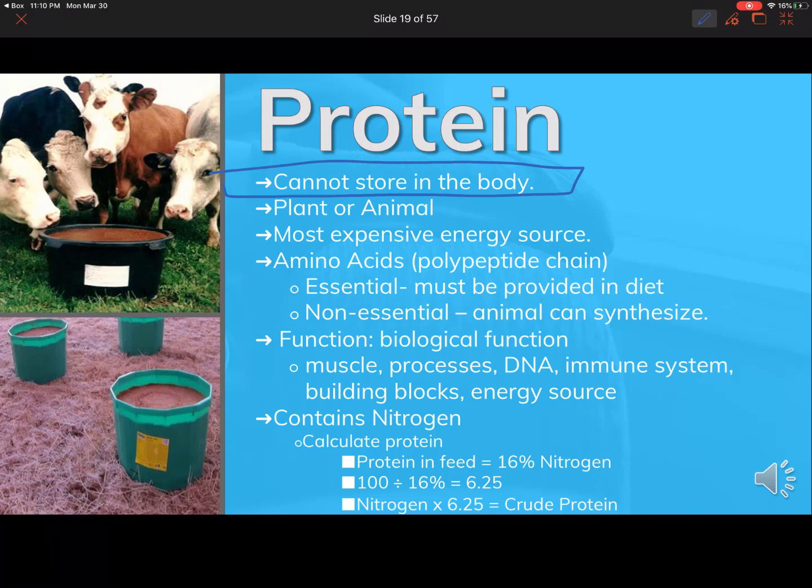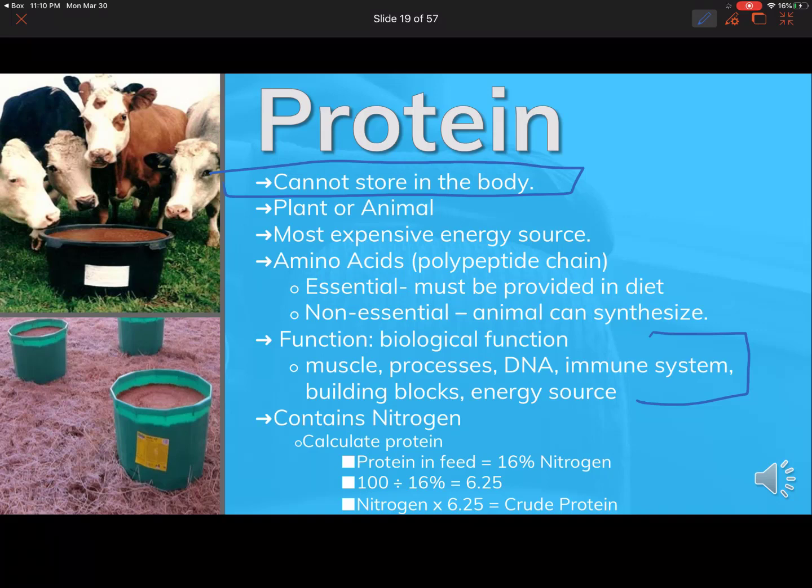So protein is the building block of the body. It has everything to do with biological functions, so think muscles, basic cellular processes, DNA, the immune system. It's an energy source. It's a building block for trait expression. So if the body's not getting access to protein, it's a huge concern.